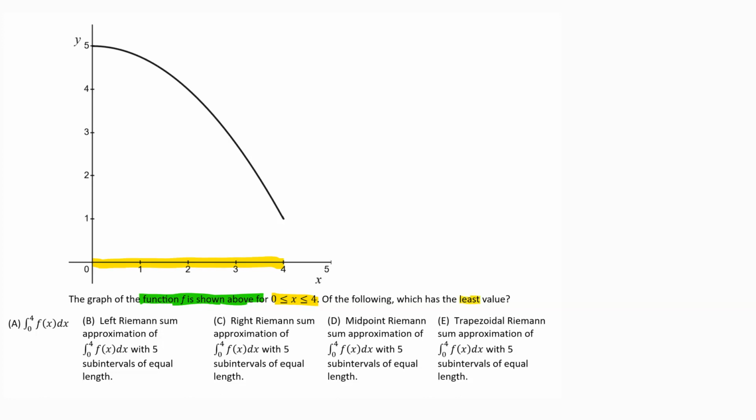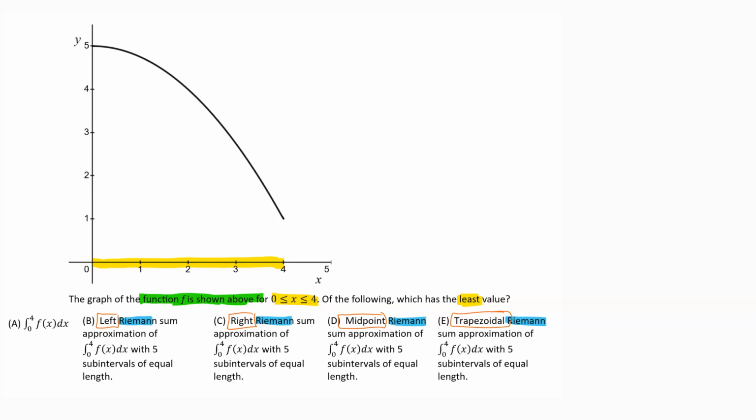So we're looking for the one that is the smallest amount. If you take a quick glance through this, what you find real fast is that you're looking at basically a Riemann sum problem, right? All of these are Riemann sums. The only thing that changes between any of them is what type of Riemann sum, whether we're talking left, right, midpoint, or trapezoidal Riemann sum.